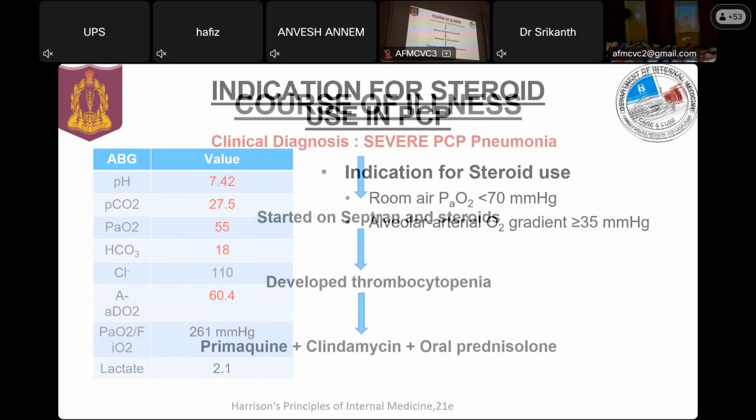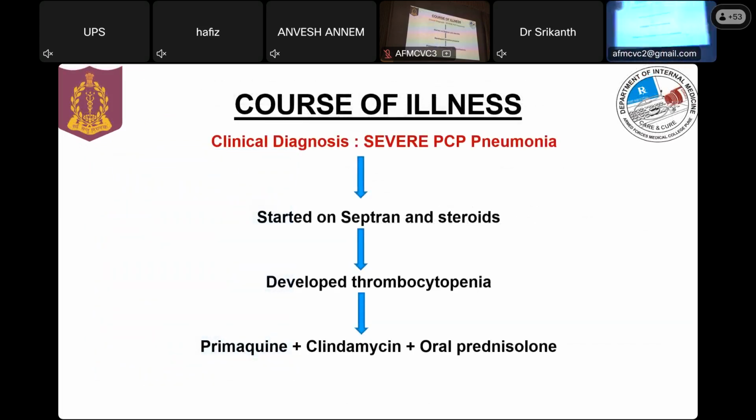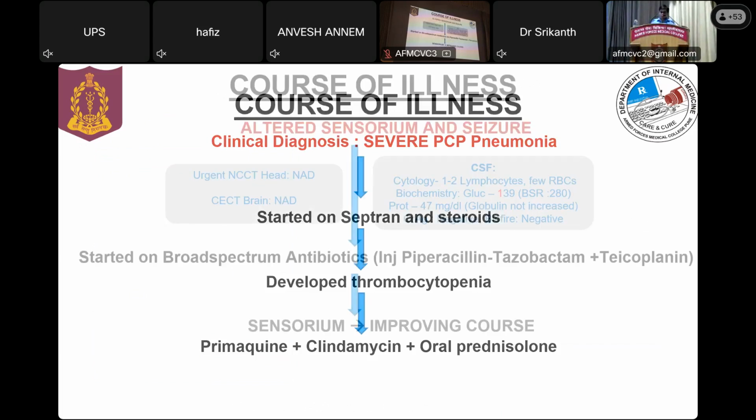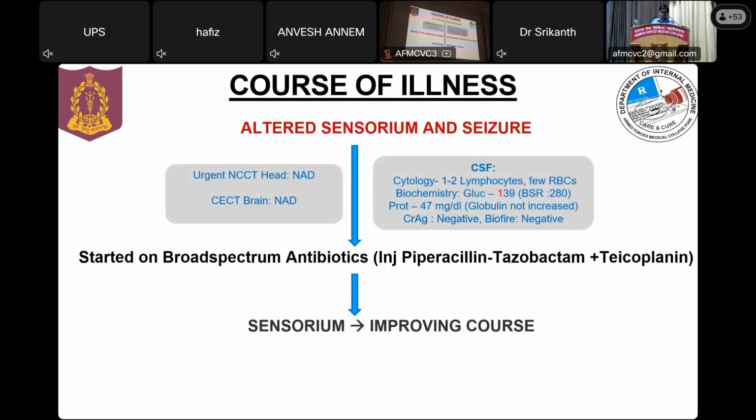Patient was managed with Septran and steroids. However, he developed thrombocytopenia, following which his regimen was changed to primaquine and clindamycin. Over the next 7 days, he developed altered sensorium on day 7 after treatment, and he had an episode of GTCS. His neuroimaging in the form of NCCT head and CECT brain were normal.